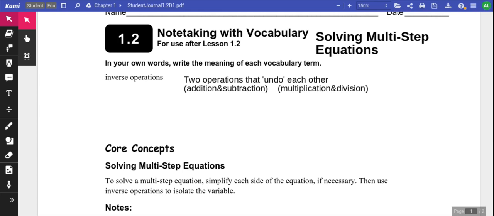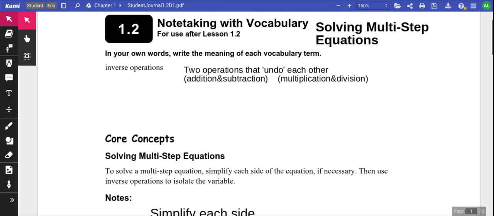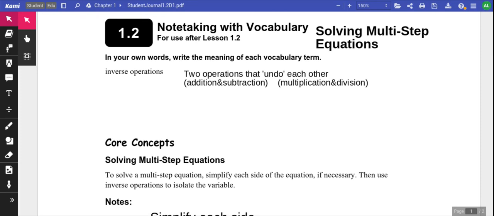Hey guys, today we're going to go through 1.2. We're actually going to spend 3 days on 1.2. So today we're going to be solving these multi-step equations. Tomorrow on our distance learning day, we're going to be adding problems with parentheses. And then on Monday, we're going to go through a couple word problems. So we're going to be spending a little bit of time here on these multi-step equations.